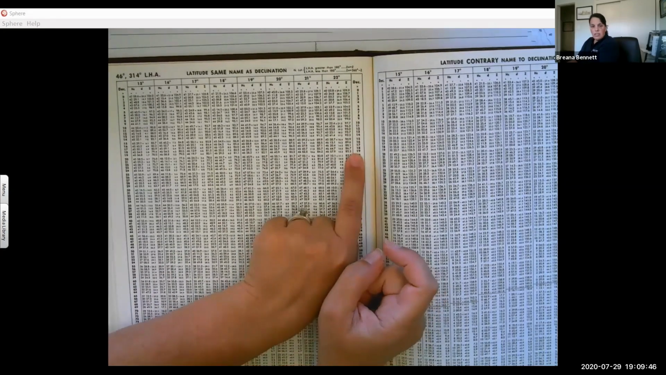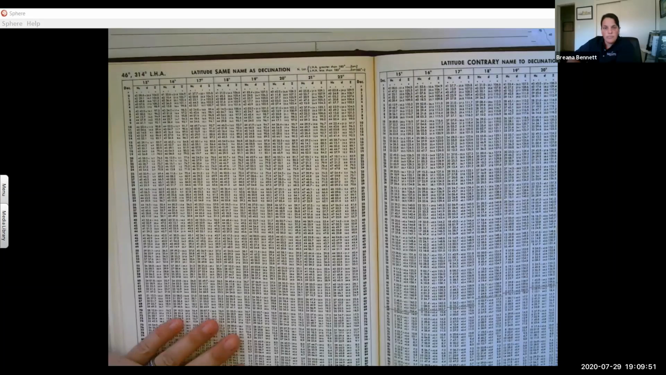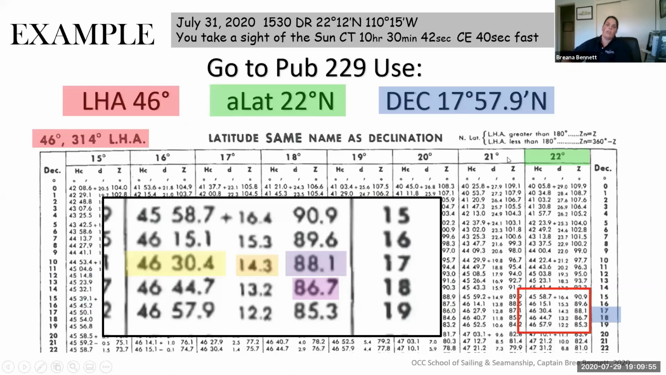And I'm going to go back to the PowerPoint so you could actually read it. Okay, so our LHA was 46 degrees. Our latitude was 22 north. And our declination was 57.9 north. So we are going to be on the same side. So that's going to be the left-hand side. Forgot to say that. We're going to be in the 22 column.